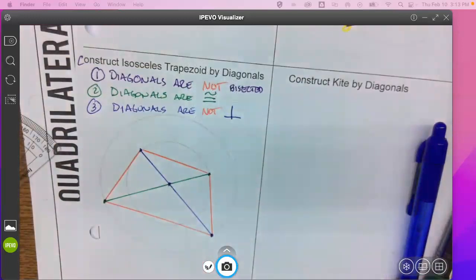Is that an isosceles trapezoid? Are we sure? Why?